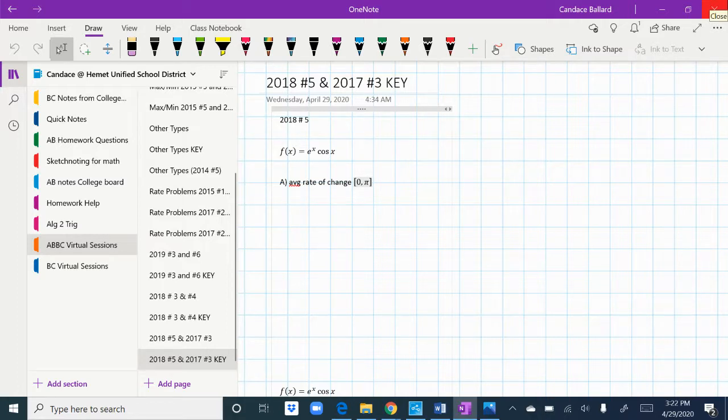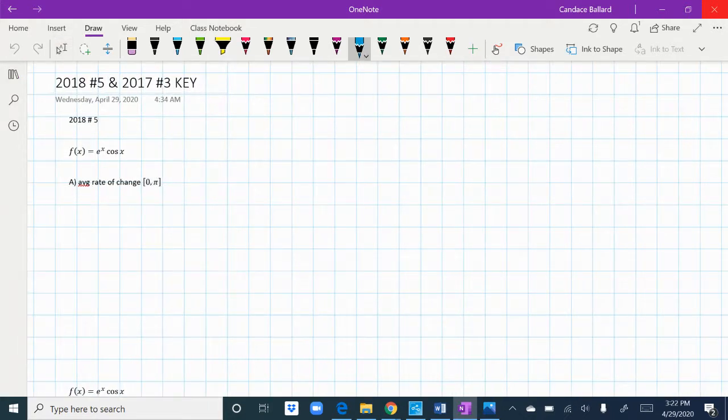It says, let f be the function defined by f of x equals e to the x times cosine x. I see that and I'm thinking there's got to be some kind of product rule coming somewhere, because I've got a variable times a variable, okay? Find the average rate of change. So when I see those words, average rate of change, I automatically know I am doing the slope. But that is slope by the slope formula, not by the derivative, okay? So slope by the slope formula.